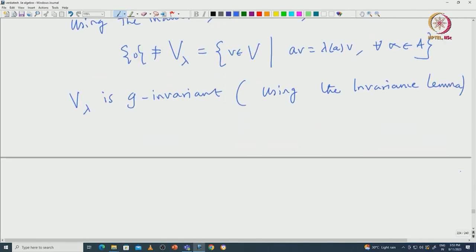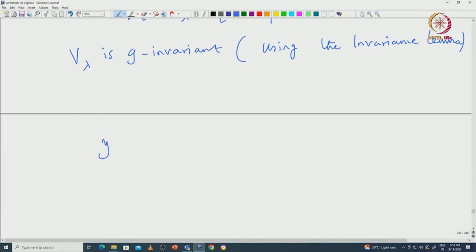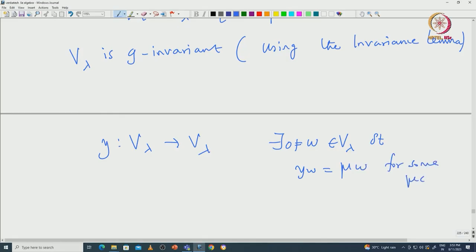Now we have V lambda is G invariant, that means this Y will act on V lambda. Since Y is a linear transformation acting on V lambda and we are working over complex numbers, which is algebraically closed, that implies we have an eigenvector for this Y. So, there exists some w inside this V lambda such that y w will be exactly equal to some mu times w, for some mu which is an eigenvalue of y, a complex number.